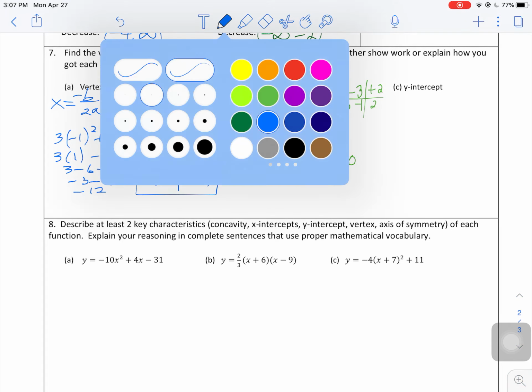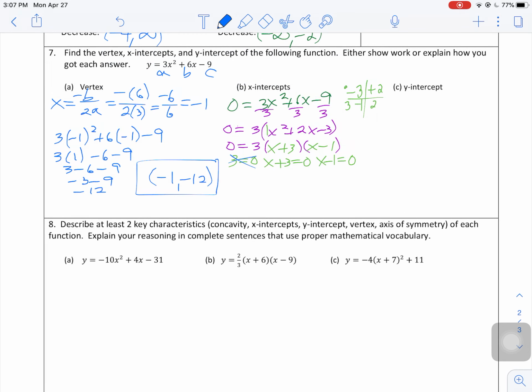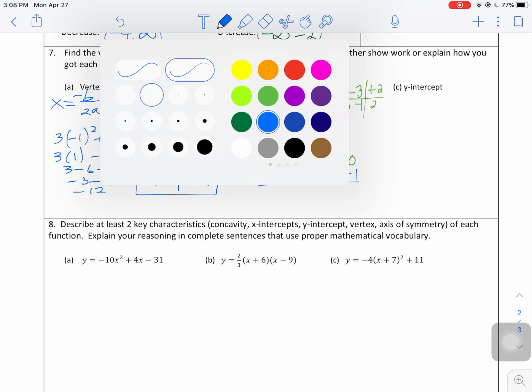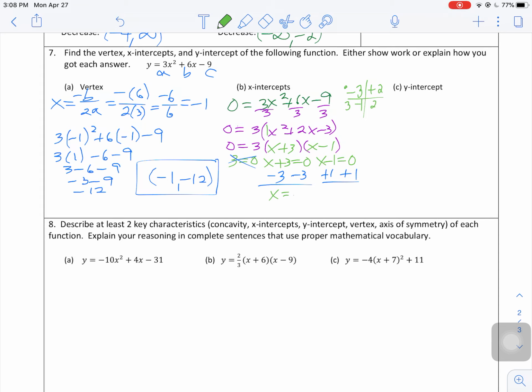So that first equation, 3 equals 0, that doesn't make any sense, so we cross that off. The other way we could have gotten rid of that 3 was dividing both sides of the equation by 3. That would have been another way to make that 3 kind of disappear. As far as the other two equations go, just solve like normal. And then it looks like we're getting -3 and 1. And then remember, be careful, we want our final answer to be written as x-intercepts. So -3, 0, and then 1, 0 for our two x-intercepts.